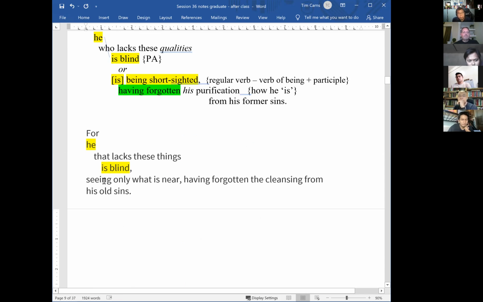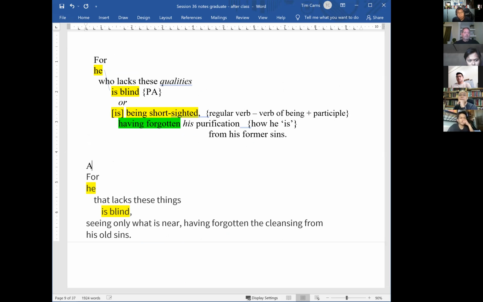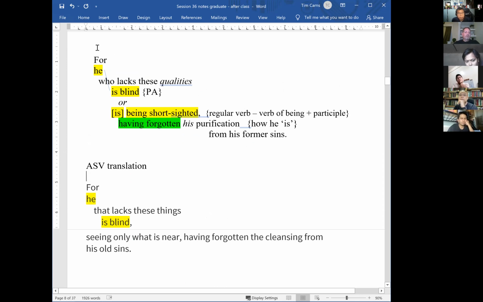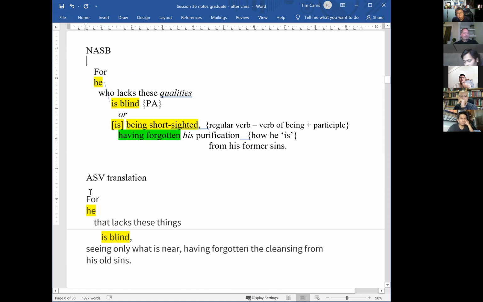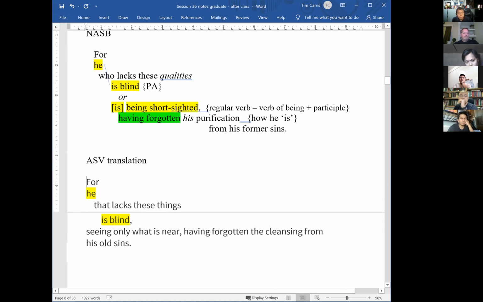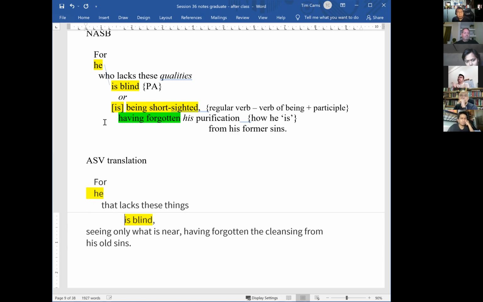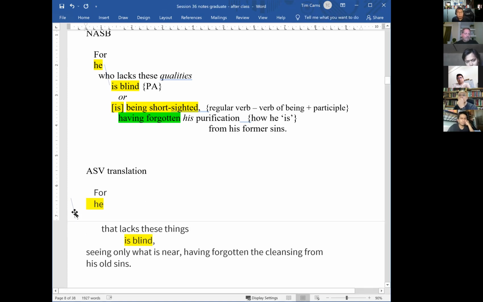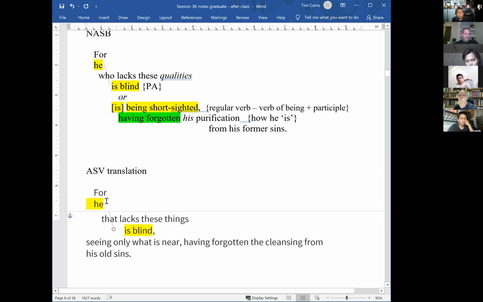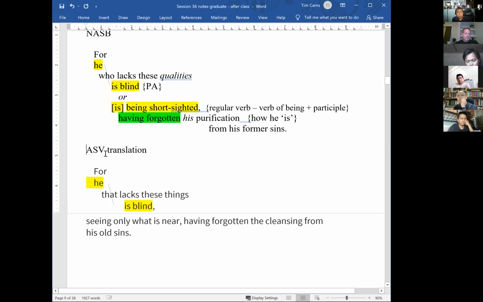This is the ASV translation, which is the precursor to the New American Standard. But here, notice it has "he that lacks... is blind."